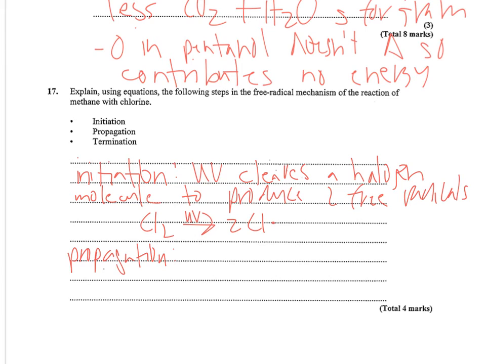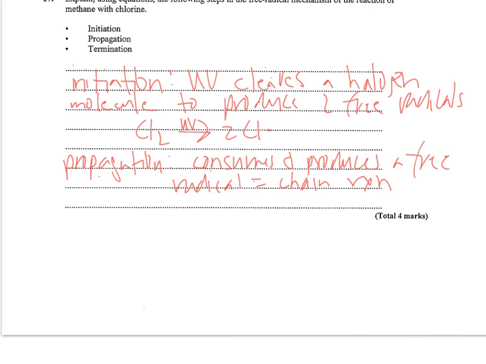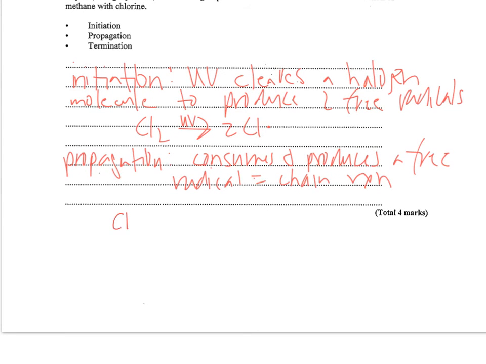Propagation, kind of a fine point that a number of you missed on this, is that it not only produces free radicals, but it consumes and produces a free radical. And that's what we call a chain reaction, when it sustains itself. An example of that would be when the Cl free radical hits a methane, a CH4, you end up with a CH3 becoming a free radical.